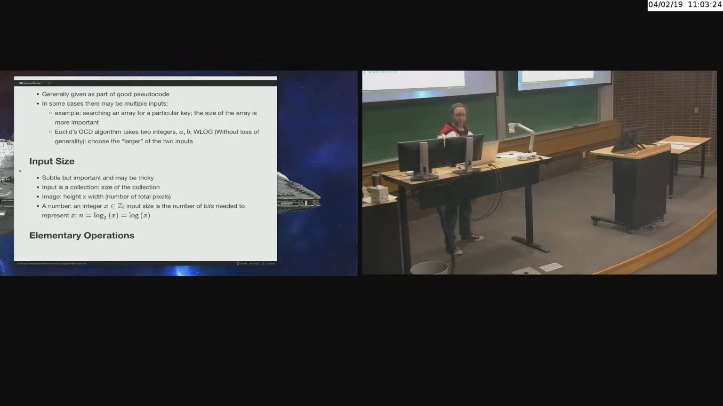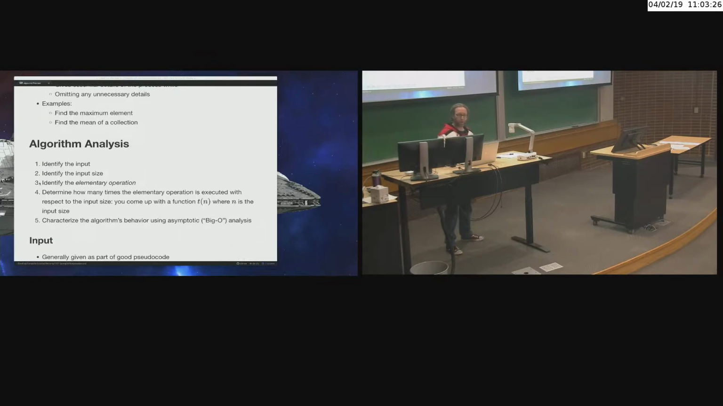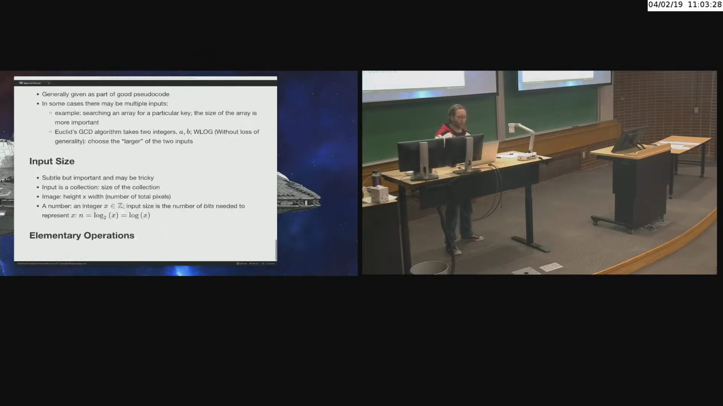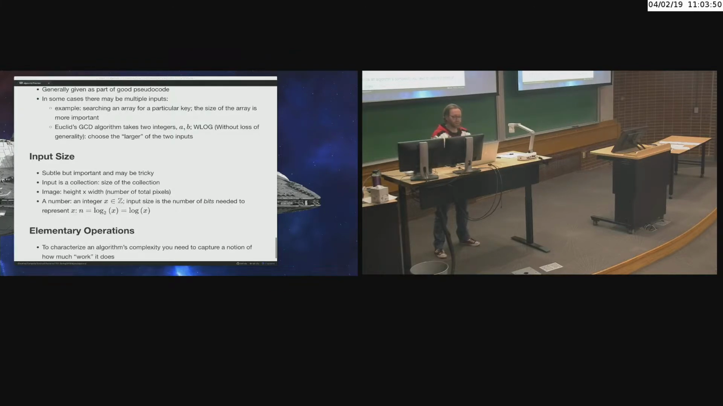The third step here is to identify the elementary operation. And so that's where we'll pick it up today. So what is an elementary operation? Basically, the motivation here is that to characterize an algorithm's complexity, you need to capture a notion of how much work it does, right? And so that's why you want to identify what operations are actually going on with this algorithm.